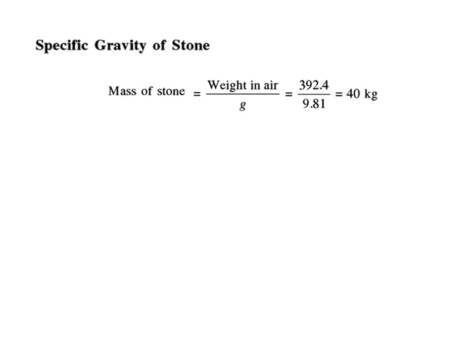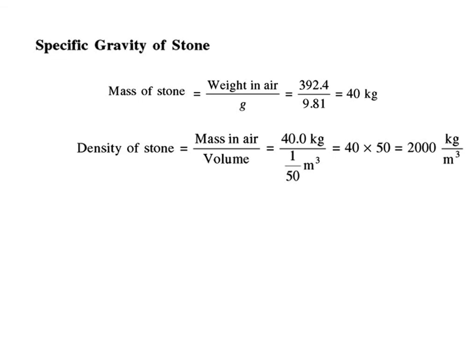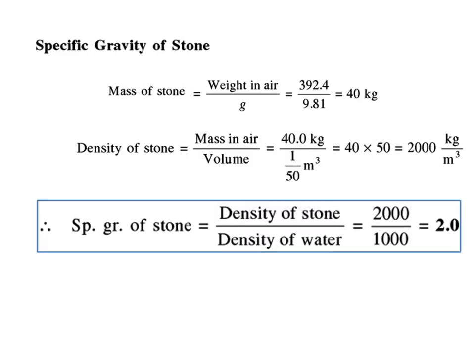Now for the specific gravity of the stone, the mass of the stone is weight in air divided by g, so the mass is 40 kg. The density of the stone is mass divided by volume, so 40 divided by 1.50 meter cube, which is 2000 kg per meter cube. Therefore, the specific gravity of the stone is the density of stone divided by the density of water, which equals 2.0.